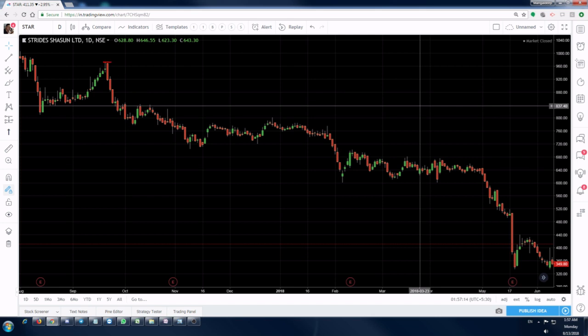So this is a high, right? This is also a high, but this high is lower than this high. Similarly, this high is lower than this high, and this high is lower than this high. If you come here, this is a high, but this high is lower than this high, and this high is lower than this high. So what do we say in trading terms? We say that Star is making lower highs. Next is lower lows. So this is a low, right? And this is again a low which is lower than this low.